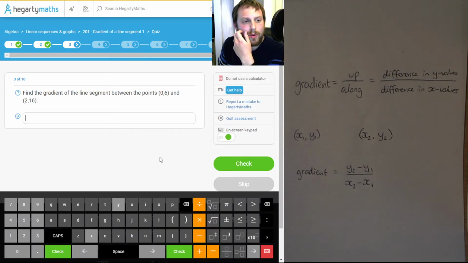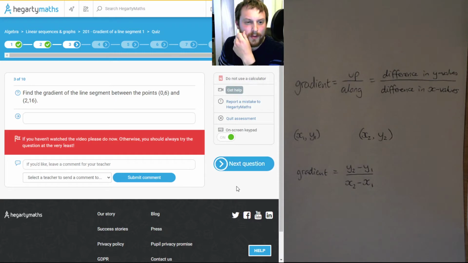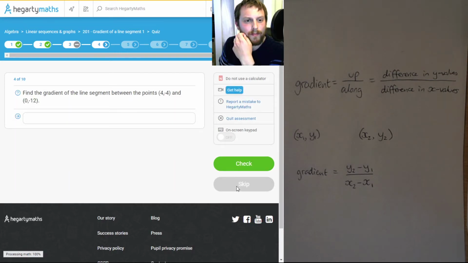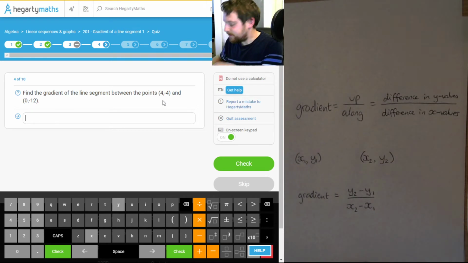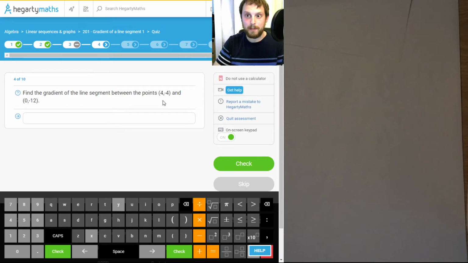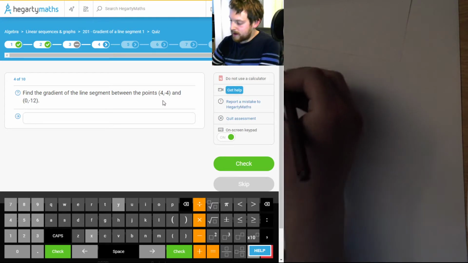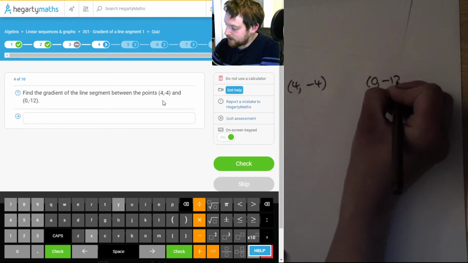I'm just gonna skip until I find one where it's going to be negative. Okay. We could talk about this one just purely because there are some negative numbers in it. So let's do that. So hopefully you've made a note of that. That would have been a good idea to do. You can always go back and pause if you haven't. So I've got 4 minus 4 and I've got 0 minus 12.